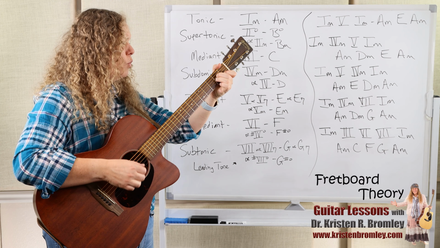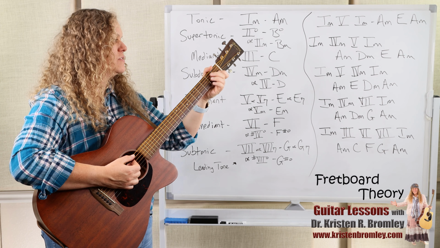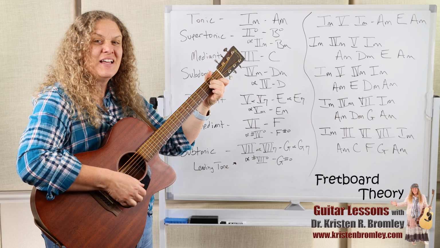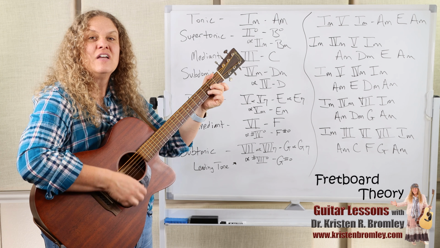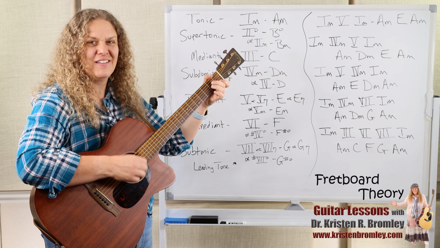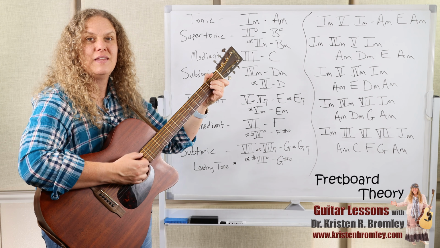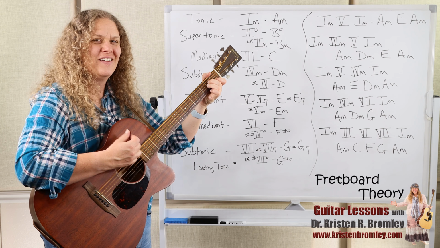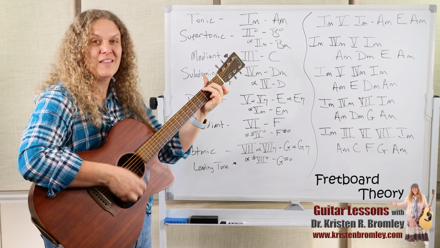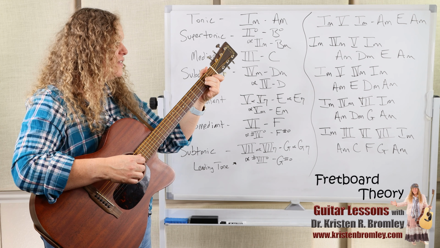So 1-4-7-1. So we'd have the A minor to D minor to G major back to A minor. Which is kind of cool. That one could also be done as G7. So we'd have A minor, D minor, G7, A minor. So that's kind of fun there.